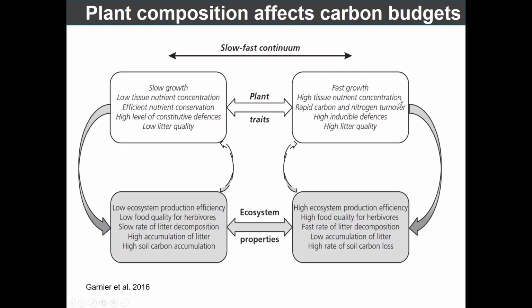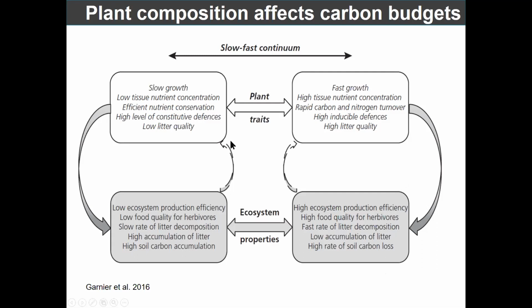In contrast, if you see the fast growth communities, you can see that there is a high difference when you have plants that have rapid carbon and nitrogen turnover. So these are communities that are dominated by high turnover rates, high productivity, high rates of litter decomposition, and as a result, they will have a high rate of carbon lost.